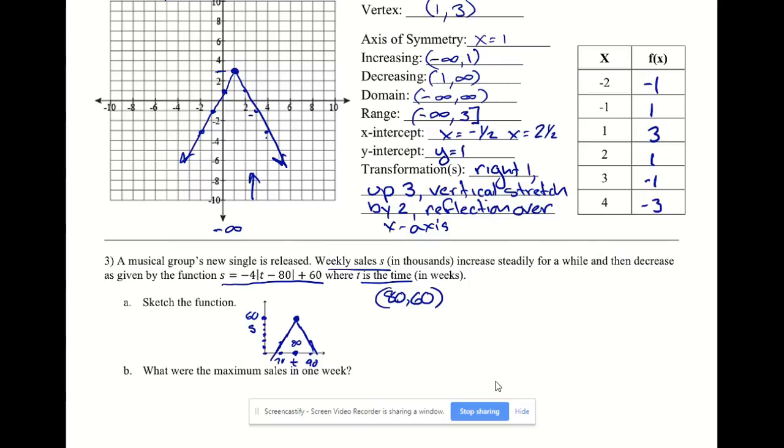Now, maximum sales in each week. Remember, our vertex is always the max or the min. And in this case, it's the max. So our y value is 60. But remember, it's in thousands. So 60,000. So your maximum sales in 1 week was 60,000 singles. I'll let you pause here. And we're moving on to the next one.